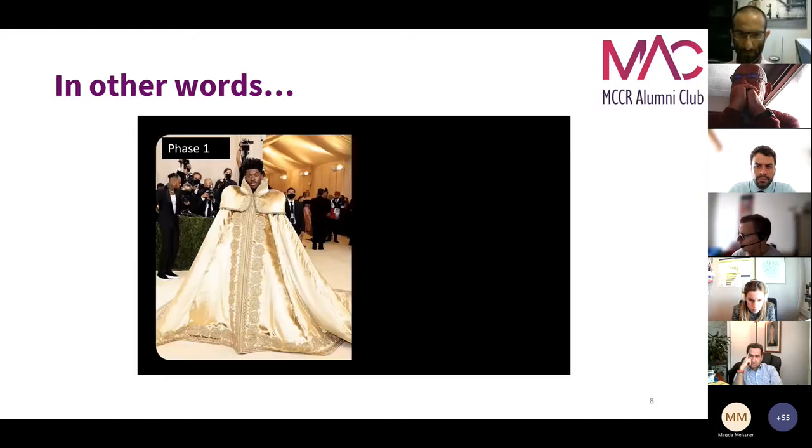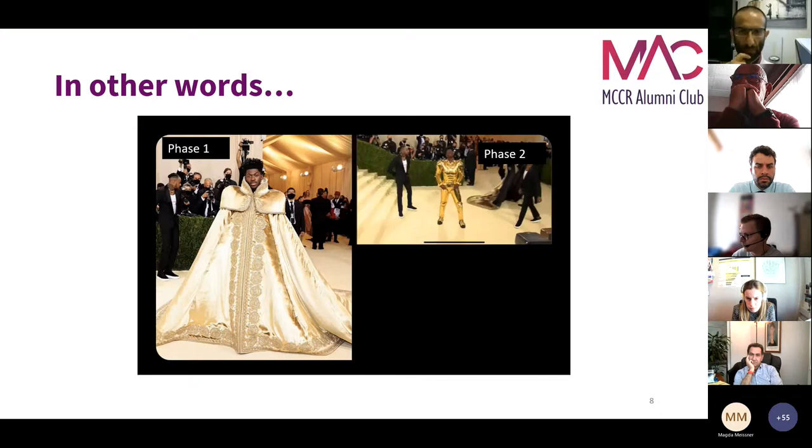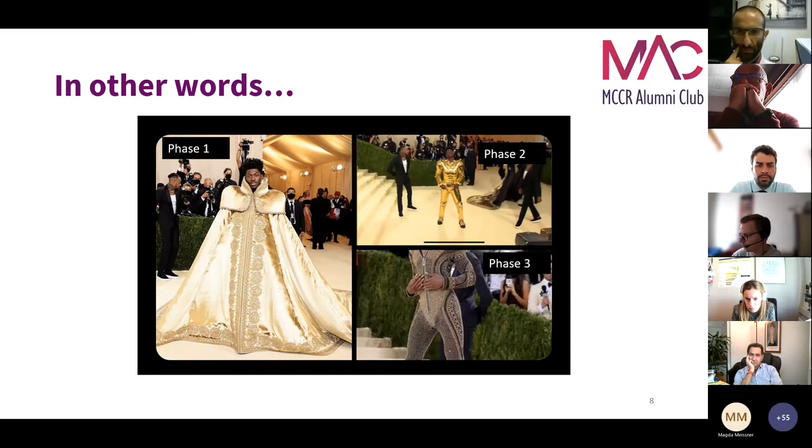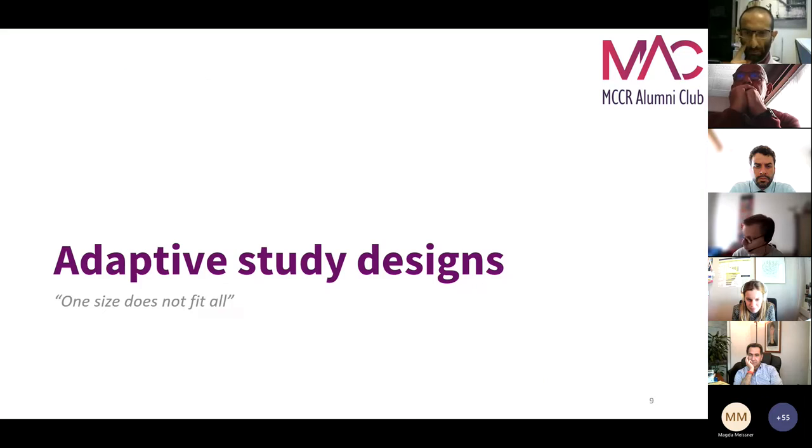In other words, you have phase one results that look very robust and you're proud of them. Then phase two, well, they're starting to look very good, but not as robust as they were. And then when you're in phase three, you're almost skinny dipping. So with this, I'm going to move to the adaptive study designs, because one size does not fit all.